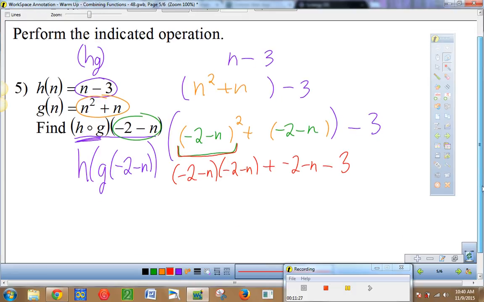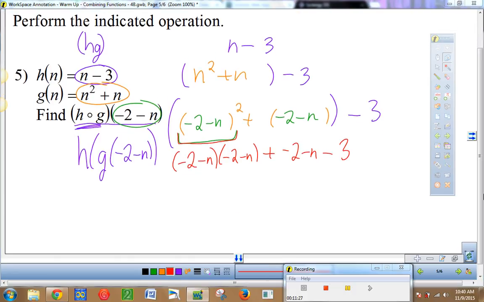Yeah, you FOIL. Tell me what you did. Negative 2 times negative 2 is? 4. Positive 4, good. Negative 2 times negative n? Let's go with positive 2n. Negative n times negative 2? 2n. And negative n times negative n? N squared. Okay? And then we've got minus 2, minus n, minus 3.